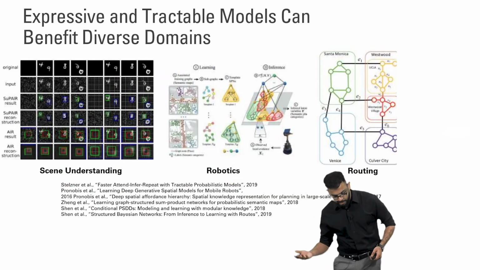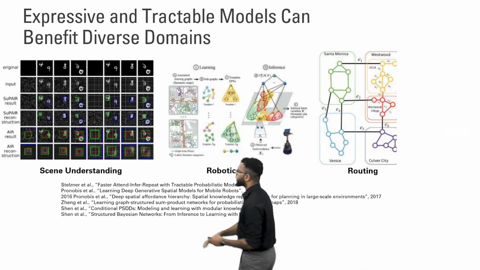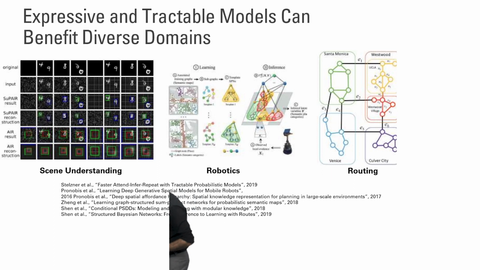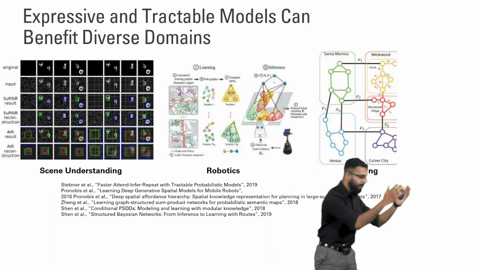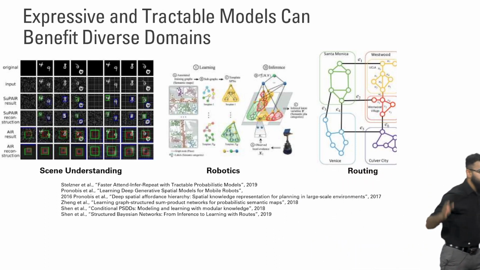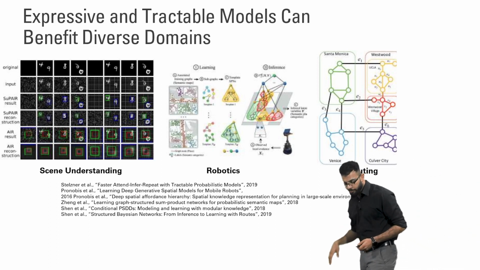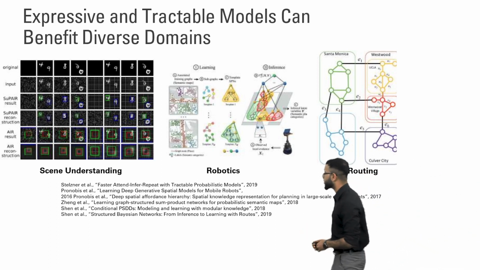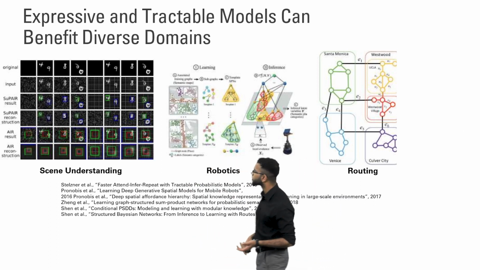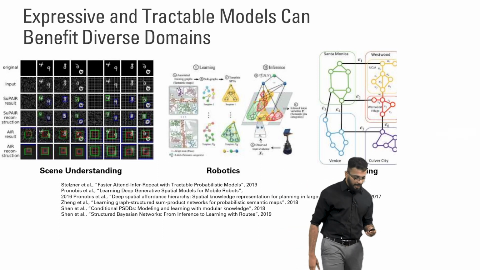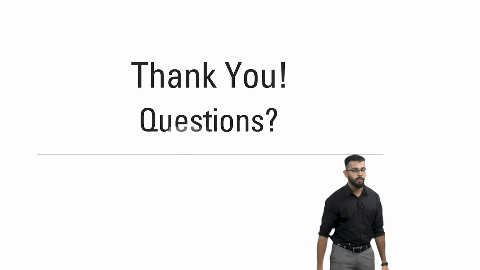You can also think of things like scene understanding, robotics and routing, where you are interested in reasoning about certain subsets or certain subspaces in your data space. You're interested in what is happening in a particular region, which typically involves marginalizing out the rest of the content in your scene. So in such applications, there is value for tractable probabilistic inference, and these classes of models can benefit such applications. So with that, I'll end the session, but I'll open it up for questions.